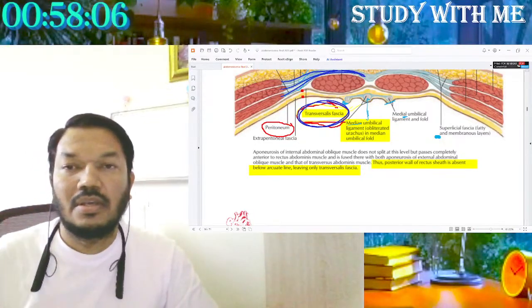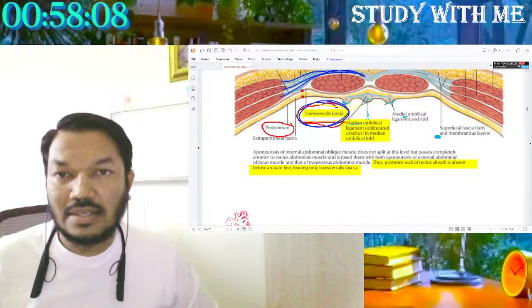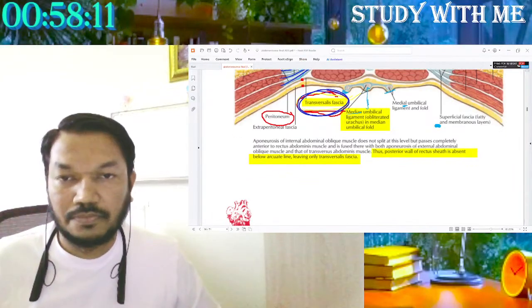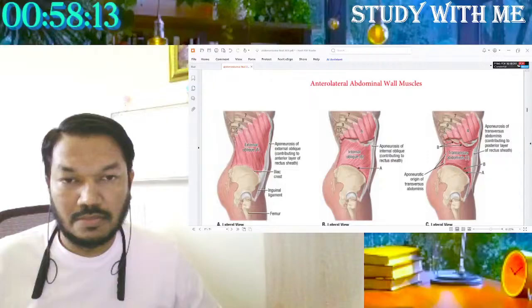Okay, this is elastic kind of thing. It can expand. So this is one importance.